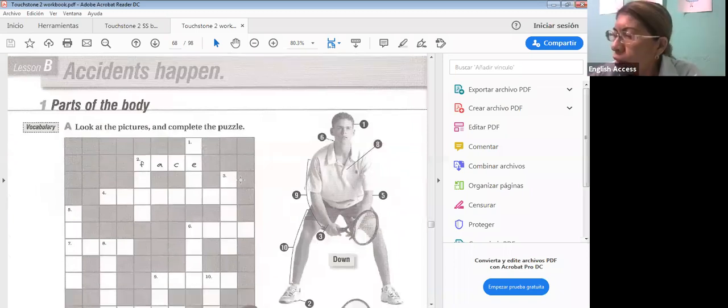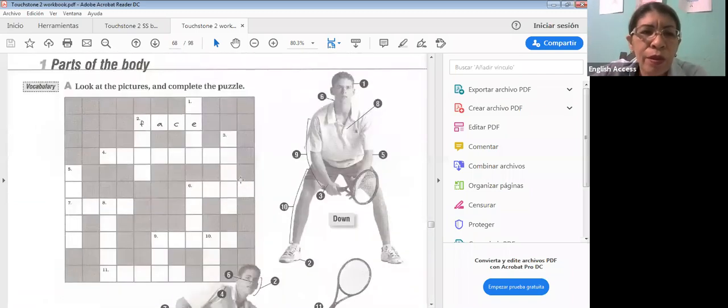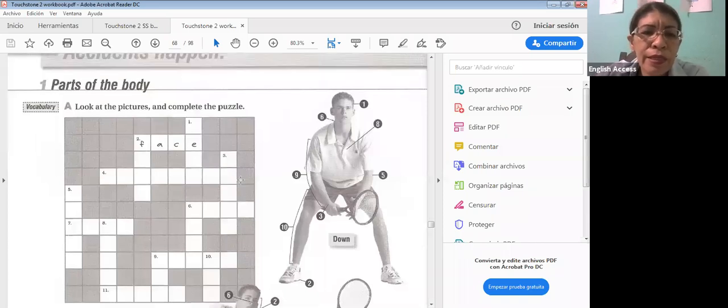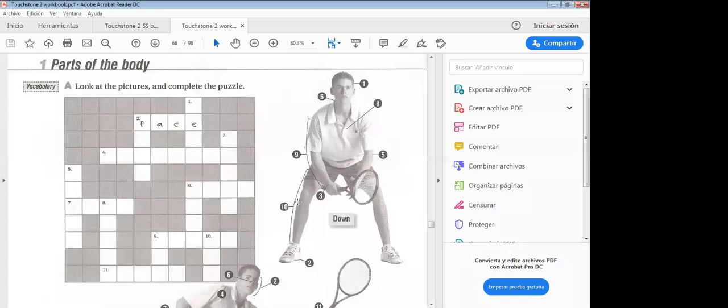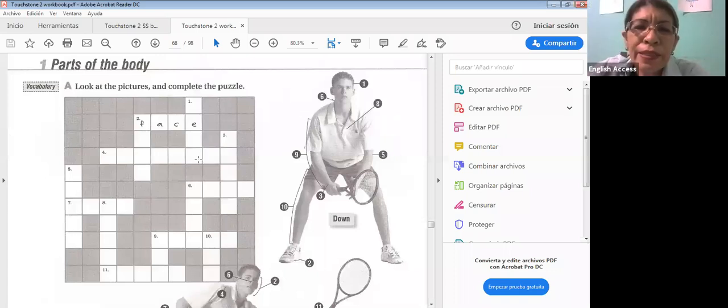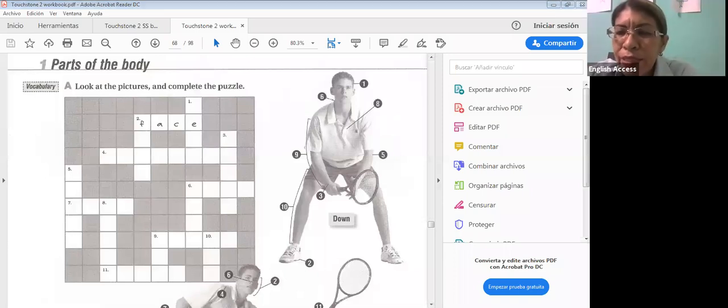Okay, so, well, the first exercise, we have a crossword puzzle. So what we're going to do, we're going to complete it with the words, I mean, parts of the body. So we're going to start with, let's see. Yes, let's start with down. Okay, number 1, what is it? Head. Number 6. Neck. Neck. Okay, number 8. Chest.